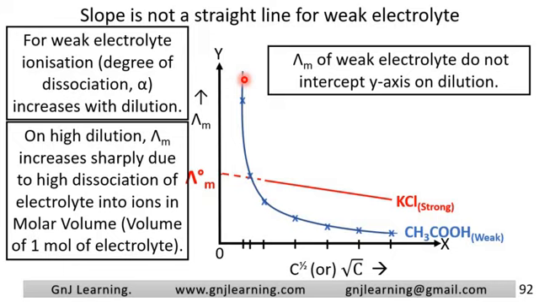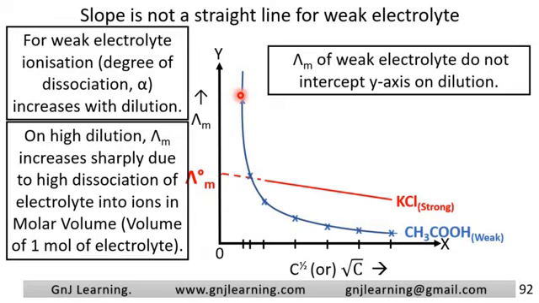Now the question is how to find out lambda m0 of a weak acid. Is there a way to find out lambda m0? Because using a graph it is not possible. Using a graph it is not possible because the dissociation is changing. When dissociation is changing, automatically all the parameters connected to it will change. So how to find out lambda m0 of a weak electrolyte? Is it possible? Yes, it is possible.